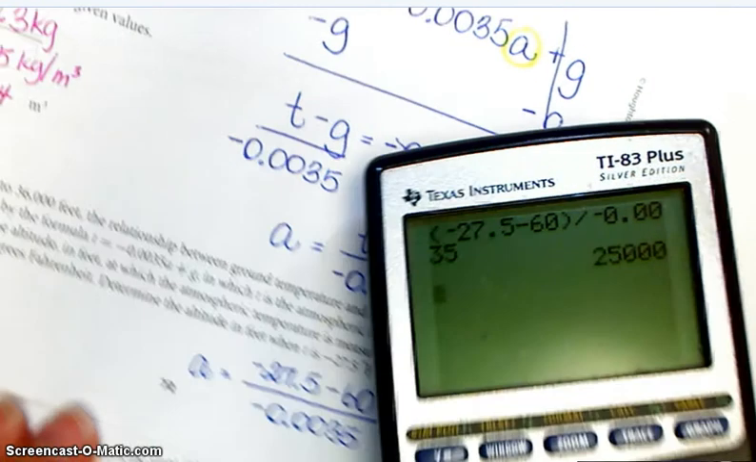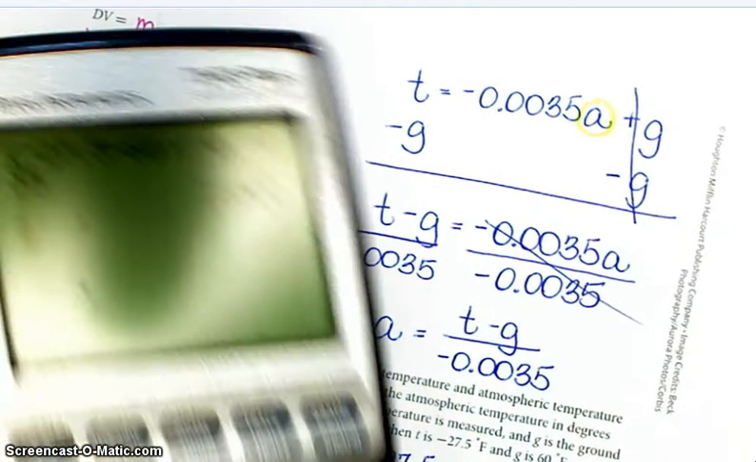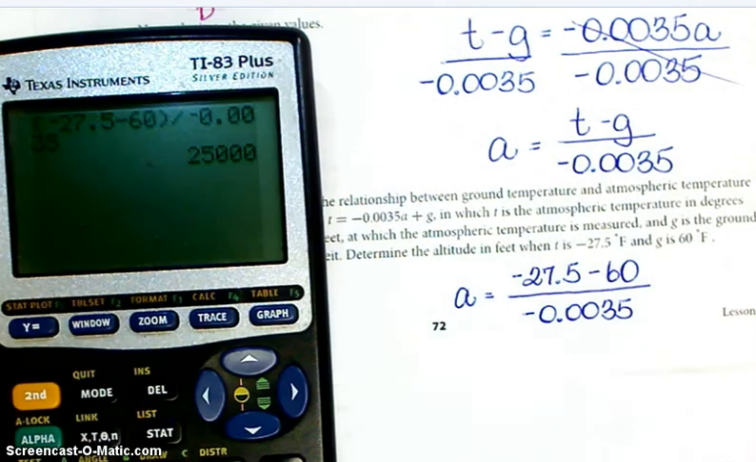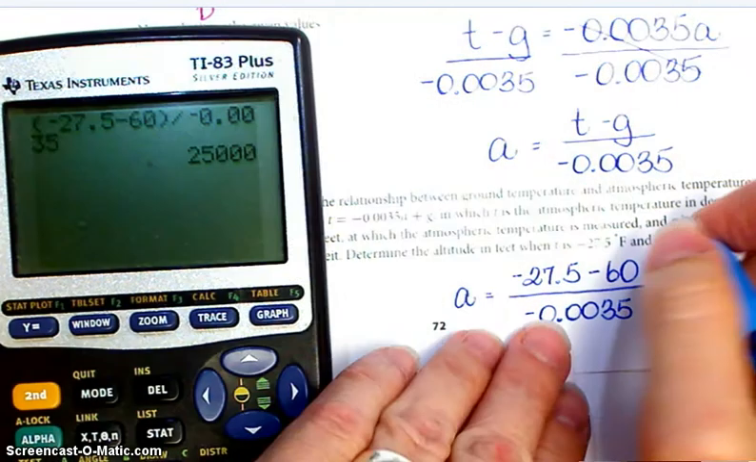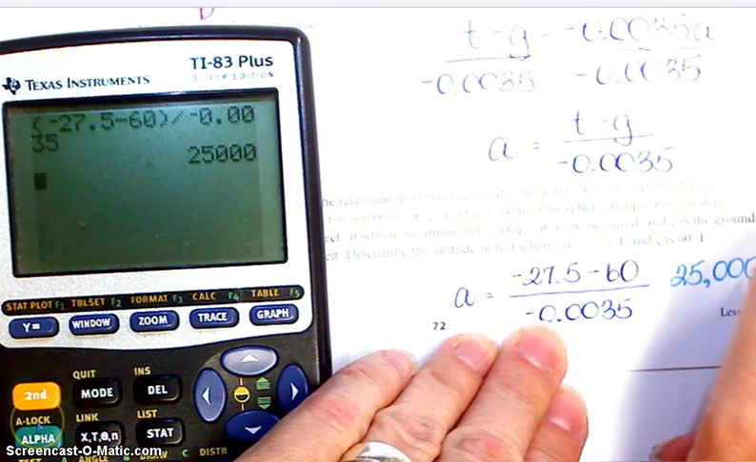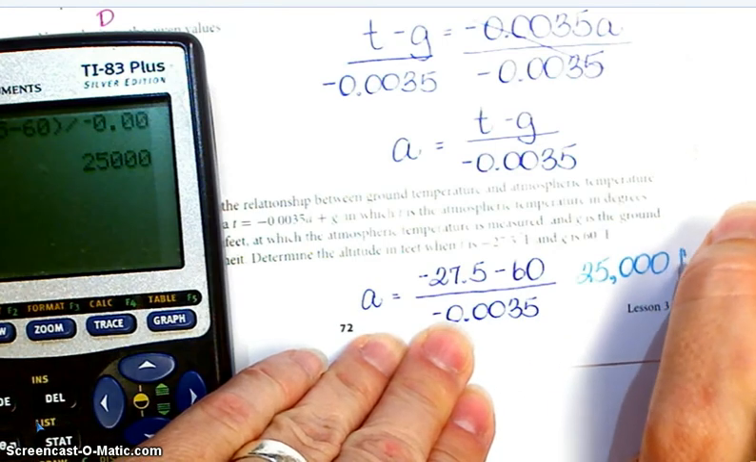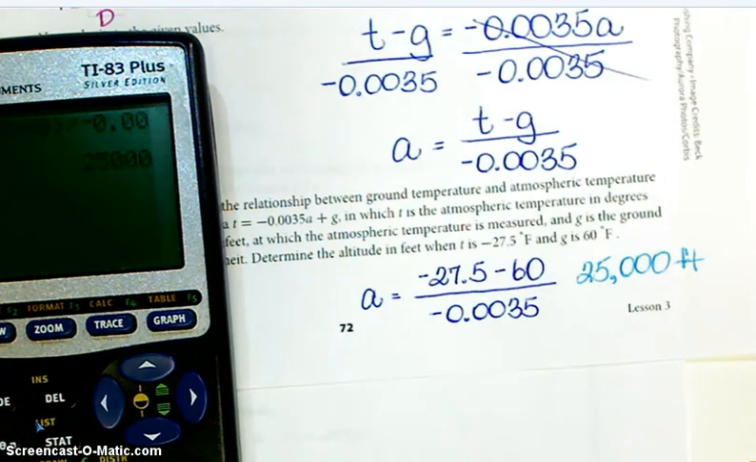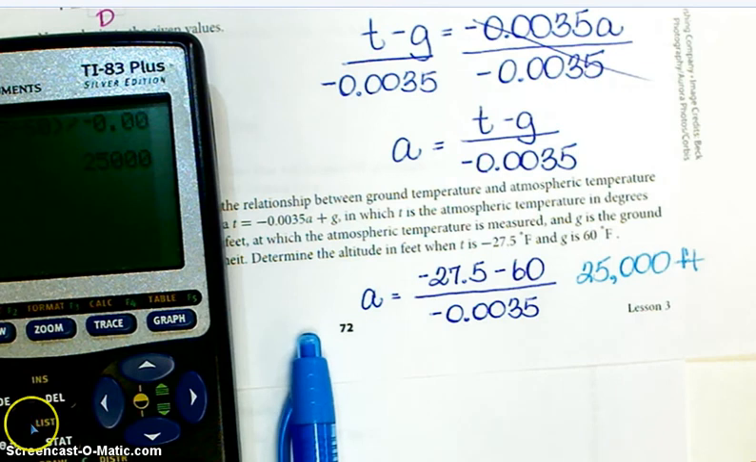And so this is going to correspond to an altitude of 25,000 feet. Okay. All right, join me on page 73.